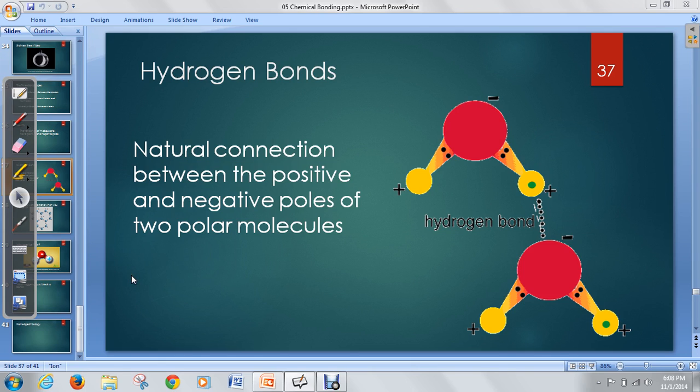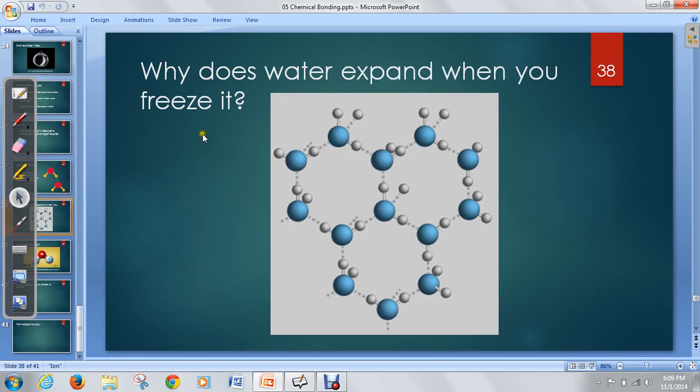Okay. Now, hydrogen bonds are cool because they give us a lot of unique features in nature, and one of the most important ones is that they help water expand when they freeze. Okay, and sometimes you don't think about this. Have you ever thought about why water expands when you freeze it? Because any other material, if you turn it into a solid, the molecules are going to get closer, right? We learned that in the kinetic theory of matter. Okay, solids are going to have the closest molecules, but water actually expands when you freeze it.